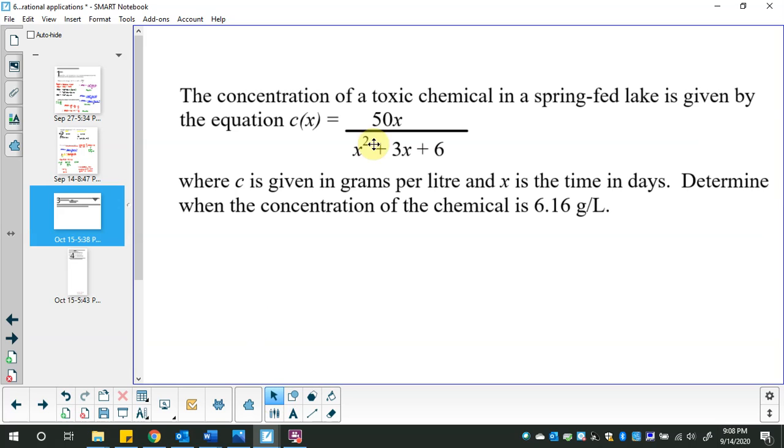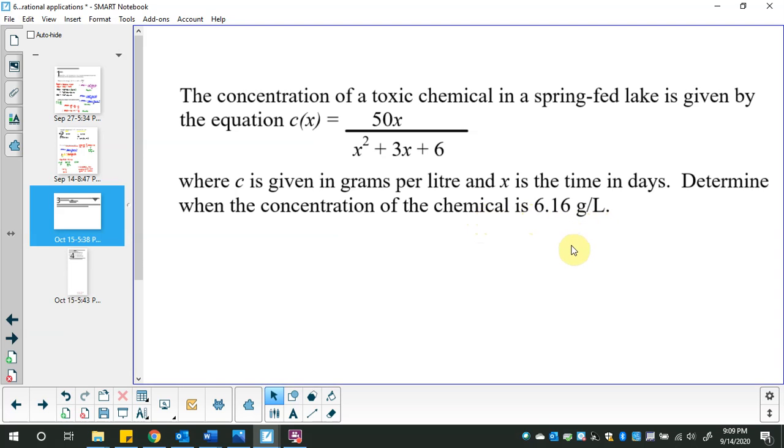So the concentration of a toxic chemical in a spring-fed lake is given by the equation C at x equals 50x over x squared plus 3x plus 6, where C is given in grams per liter and x is the time in days. Determine when the concentration of the chemical is 6.16 grams per liter.